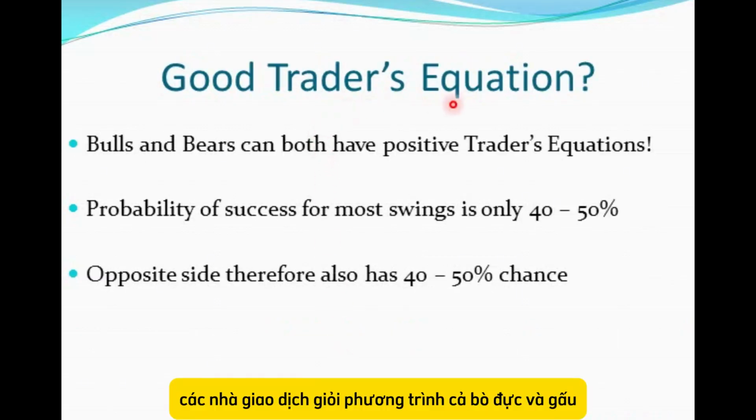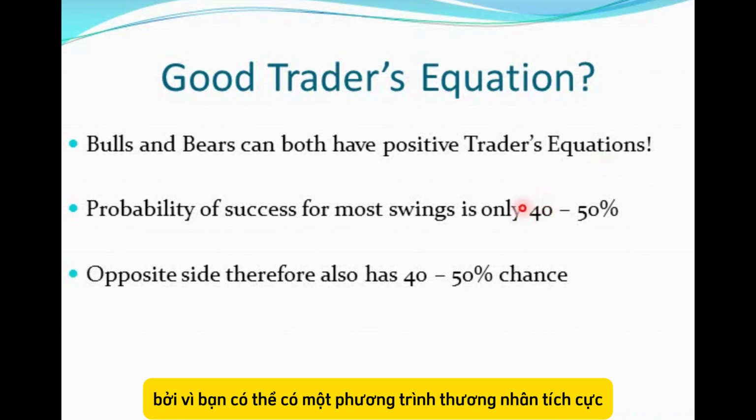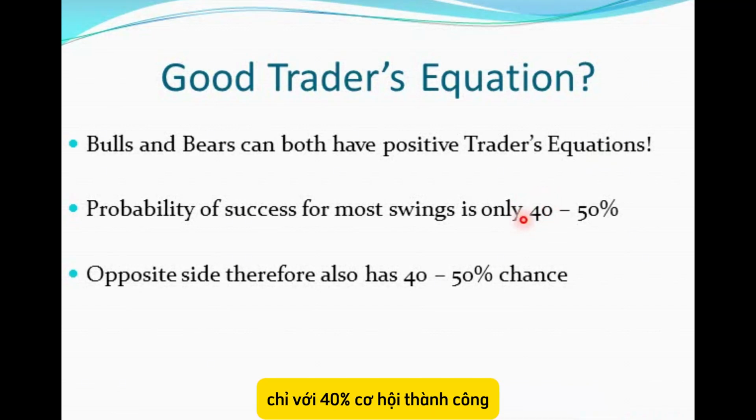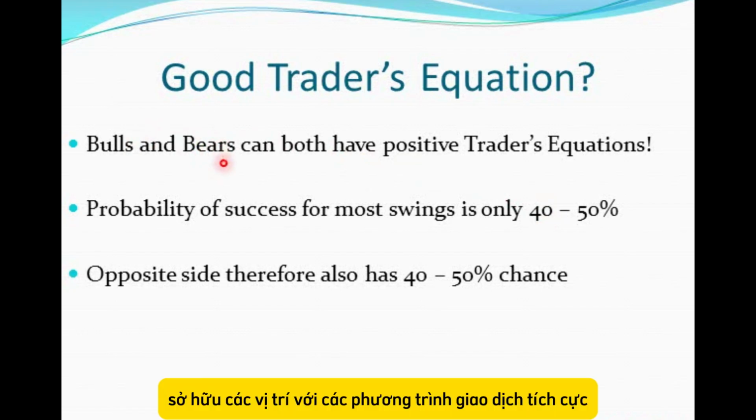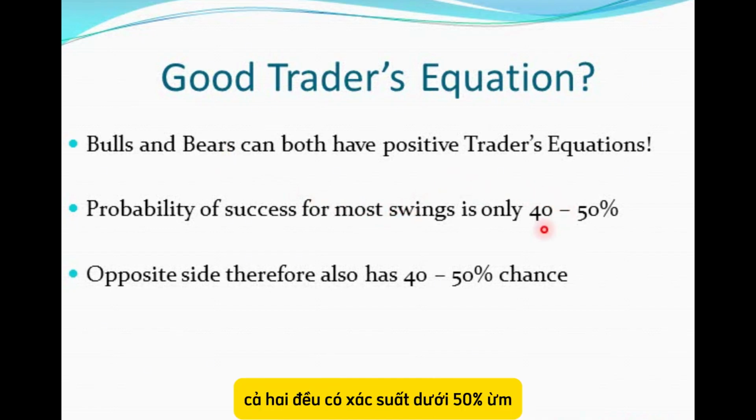Good trader's equation: both the bulls and the bears can have positive trader's equations, right? Because you can have a positive trader's equation with only a 40% chance of success. That means the opposite side of the trade. Let's say you short and you have a 40% chance of success. The person who sold it to you has a 60% chance of success. So you can have both the bulls and bears simultaneously owning positions with positive trader's equations, because let's say both of them have probabilities less than 50%.